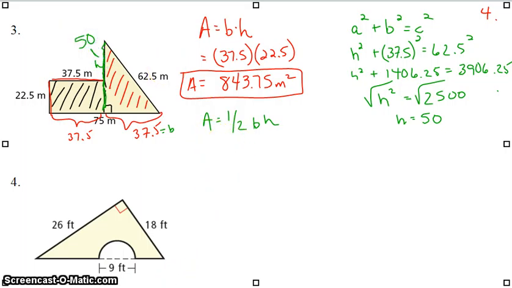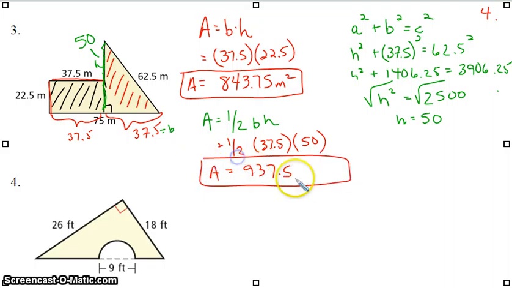Let's look at our formula for the area of triangle now. Let's plug it in. 1/2 our base, which is 37.5, times our height, which is 50. And again, if we multiply that out, we'll have to use our calculator here. We're going to get a total area for that triangle of 937.5. And again, this is meters squared.